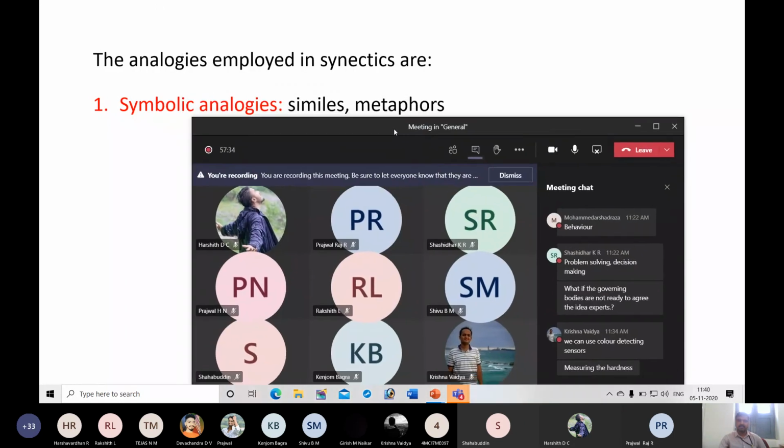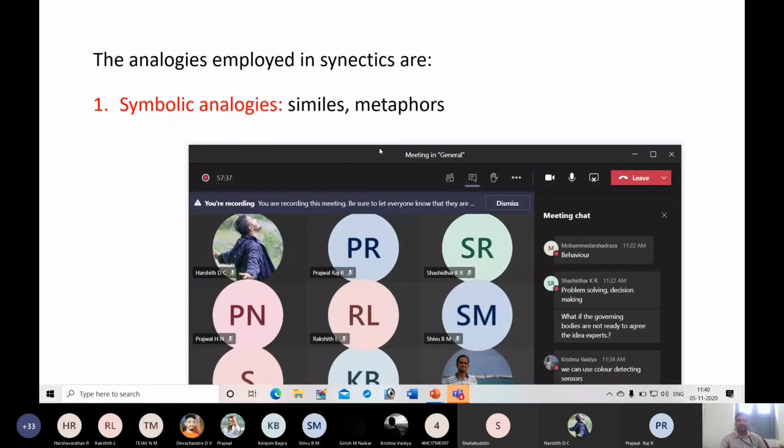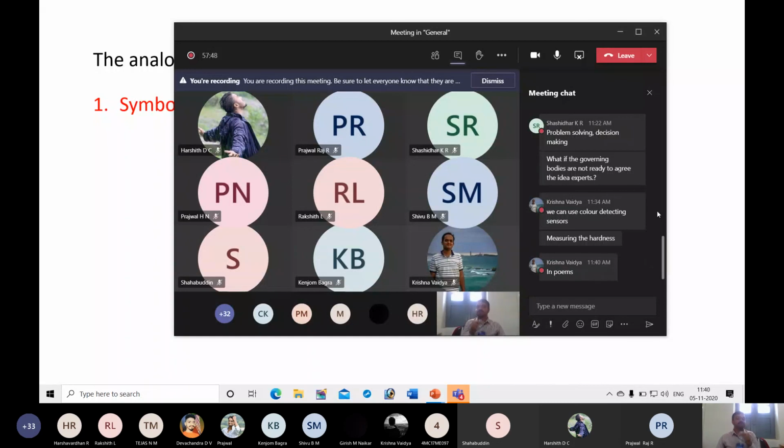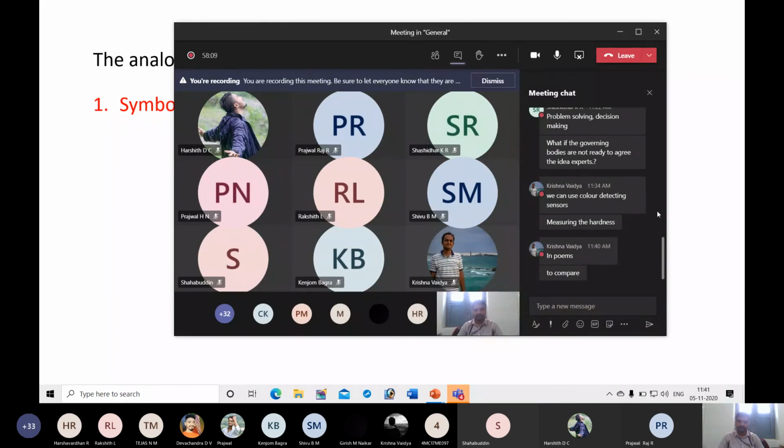Where do you find the application of similes and metaphors? In English grammar, you learnt about simile and metaphor. Where will it be used? In poems. Okay, in general, why is simile or metaphor used? What is the purpose? To compare.